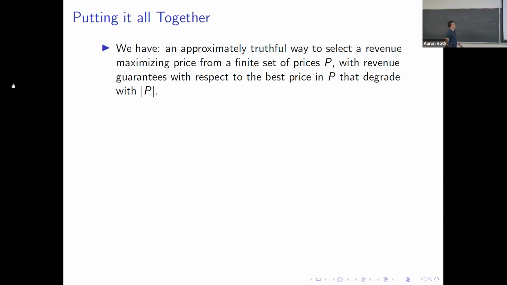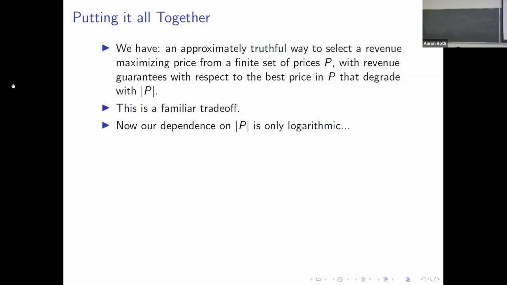But we've got to go through this same exercise we had in the last 2 lectures of deciding what set of prices P to compete with. Because the more prices we compete with, the closer the revenue of the best fixed price in this set is to the revenue of the best fixed price overall, but we pay for it in our bounds. We know how to do this. But our dependence on the number of prices is now only logarithmic, which lets us get a somewhat better bound than we've gotten before.